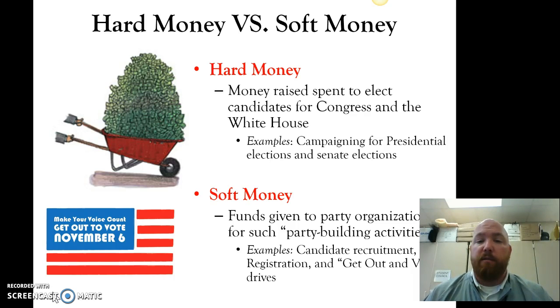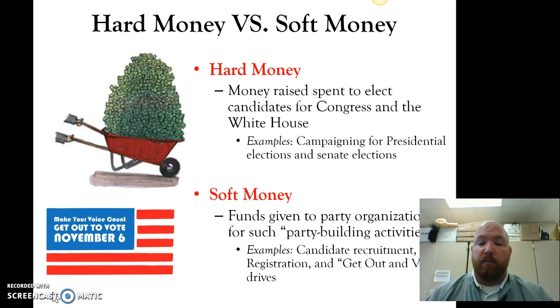Hard money is money raised and spent to elect candidates for Congress and White House. Examples, campaigning for a presidential election and Senate elections. This money has a lot of restrictions to it. Any money you have to document it, where it's spent, who gave it to, and it has a lot of things that you have to do.